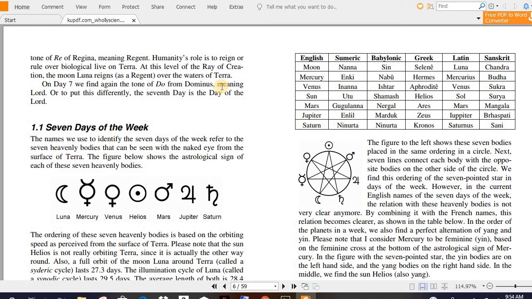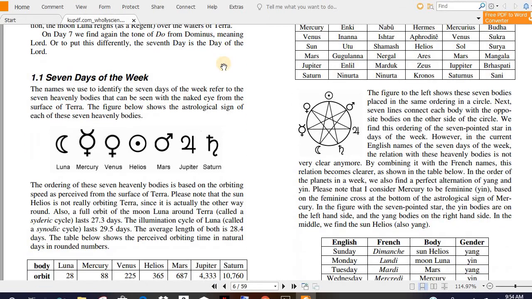We also find a perfect alternation of yang and yin. Please note that I consider Mercury to be feminine, yin, based on the feminine cross at the bottom of the astrological sign of Mercury. In the figure with the 7-pointed star, the yin bodies are on the left hand side and the yang bodies on the right hand side. In the middle, we find the sun, Helios, also yang.